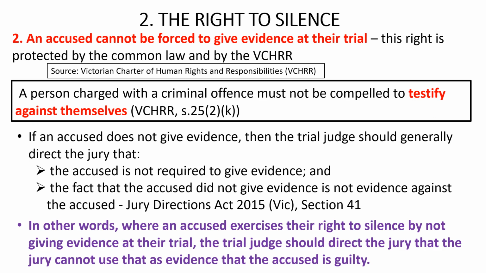Put another way, and this is the way that I would like you to remember it, where an accused exercises their right to silence by not giving evidence at their trial, the trial judge should direct the jury that the jury cannot use that as evidence that the accused is guilty.